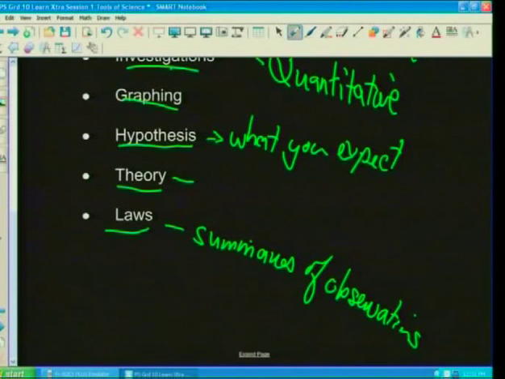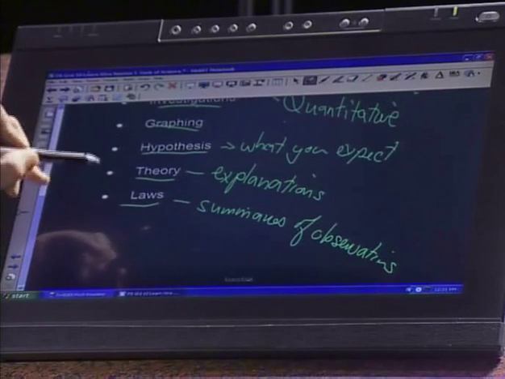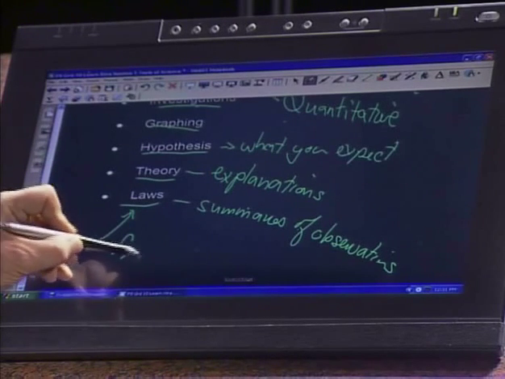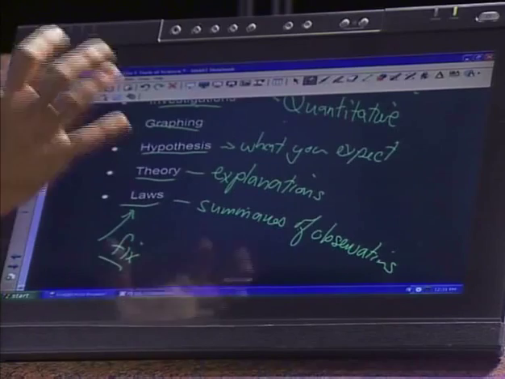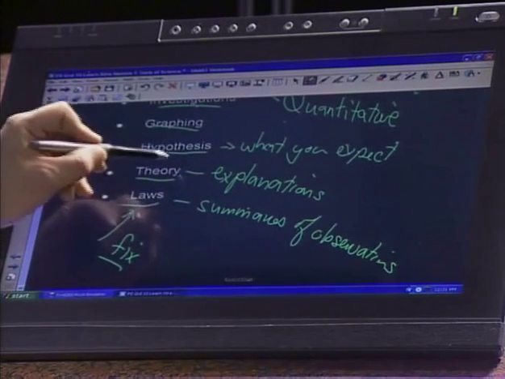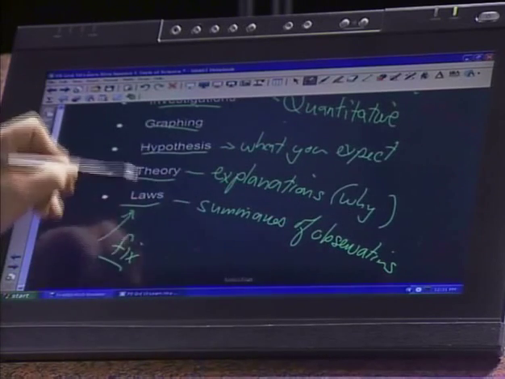And these are explanations of your observations. So they're different. Theories and laws are different. Theories can change. Usually laws are fixed. There are not many laws that change over time. They're usually fixed. They're determined by experiment. Explanations of why things happen, explanations of why, those can change.